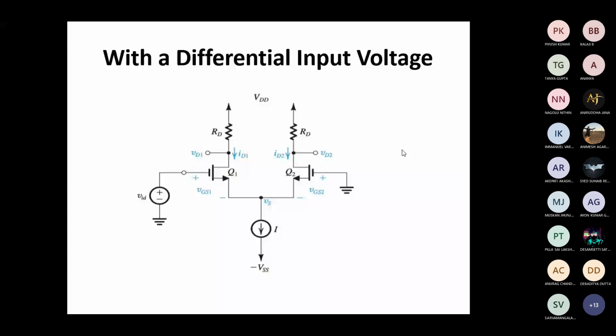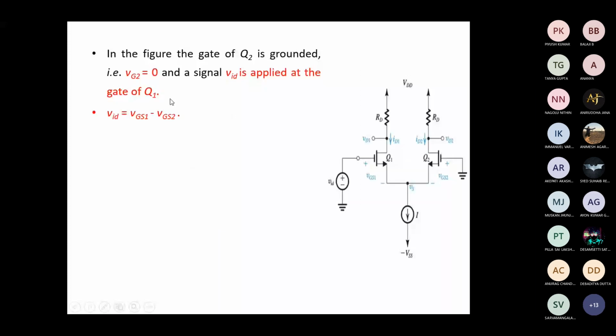Now let us see the operation. In the figure, the gate of Q2 is grounded, that is VG2 is 0, and signal VID is applied at the gate of Q1. So VID is taken as the gate to source voltage 1 minus gate to source voltage 2. This input voltage can be approximated as VGS1 minus VGS2.